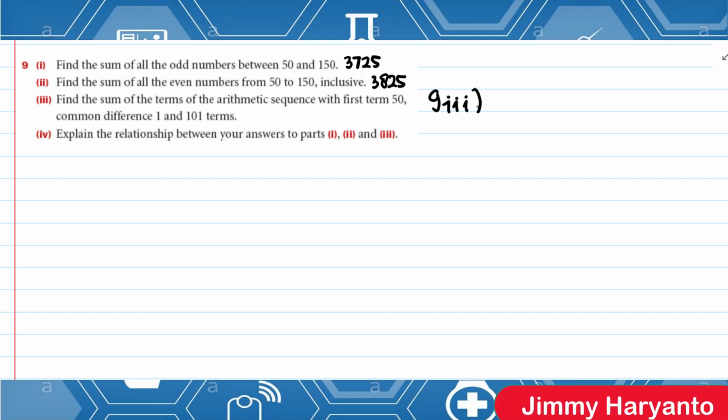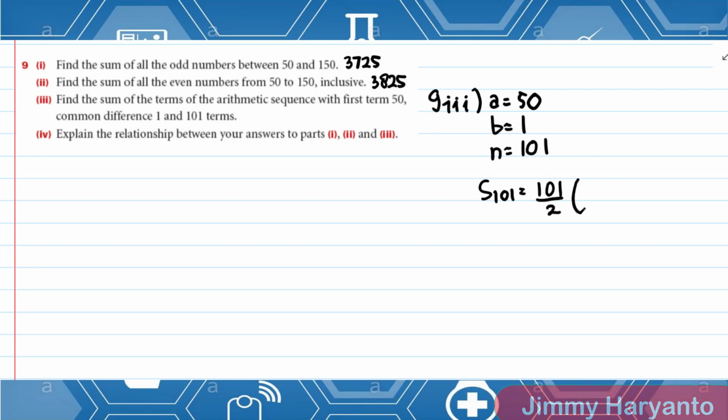Okay, next is 9iii. For 9iii, find the sum of the terms of the arithmetic sequence with the first term. The first term is already given, is 50. So the common difference is d equals 1. And there are n equals 101 terms. The sum S101 equals n over 2 times a. A is 50. And then 101 minus 1 times the difference is 1. So the result is 50 plus 100, 75. 75.